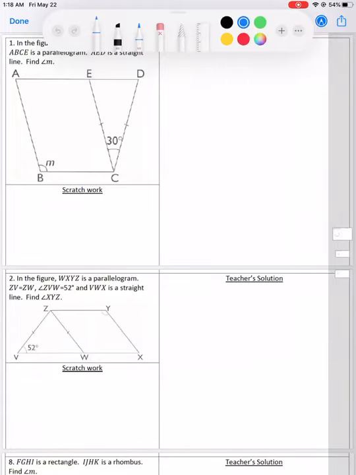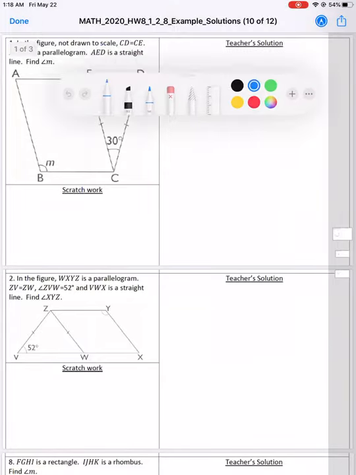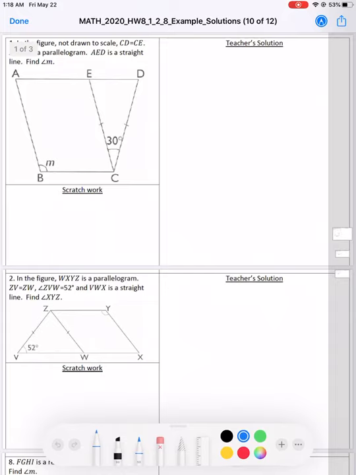Alright class, let's go ahead and get started on some of the homework problems here. First one we have is number 1. So we're going to go over some examples, and we're going to find angle M. So here's angle M. I'm going to highlight that in blue here. That's angle M. We need to get that angle.